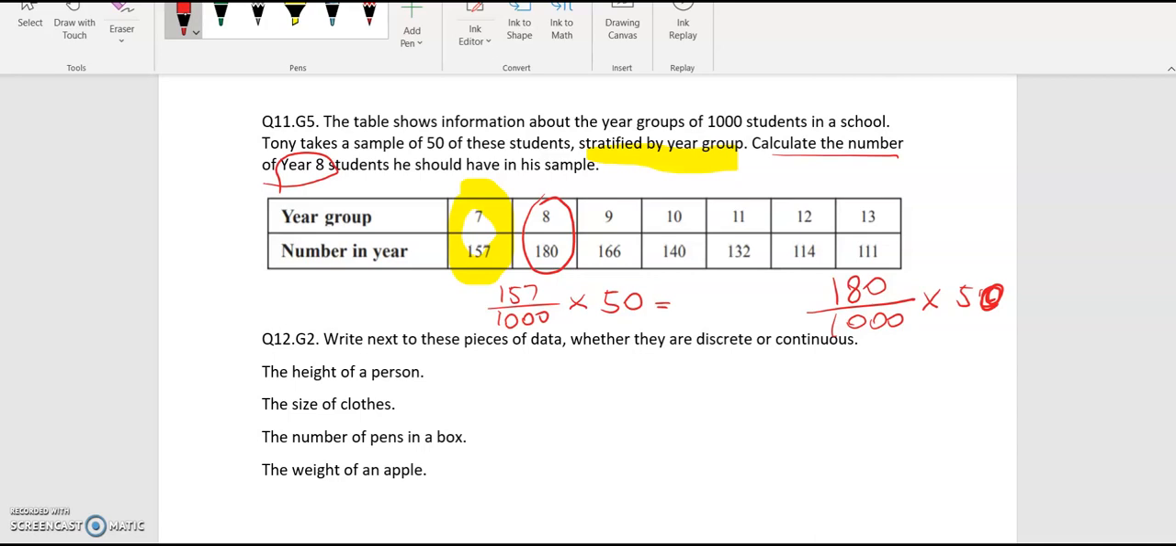So 180 divided by 1,000, which is 0.180, times 50, that is equal to 9. So this is how many year 8 students he needs to include in the sample. If you get a decimal here, then you'd have to round the answer, because obviously you can't say 9.1 pupils.